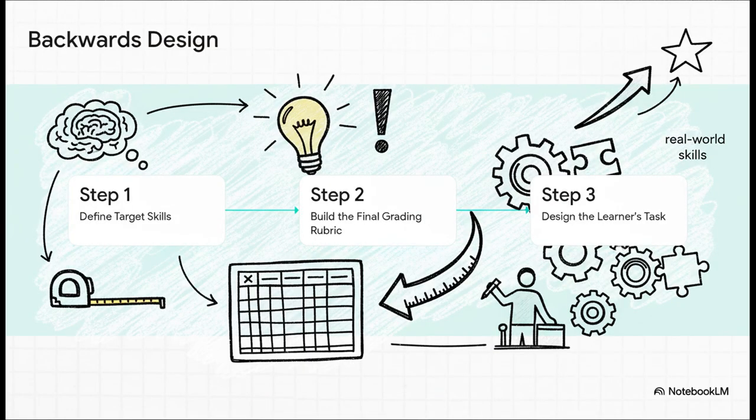You build the grading tool first. This is the big aha moment of backwards design. Think about it. Instead of making up a project and then trying to figure out how to grade it, you build the perfect measuring stick, the rubric, first. This basically forces the task you create later on to be perfectly aligned with the skills you wanted to measure from the very beginning. It's genius.